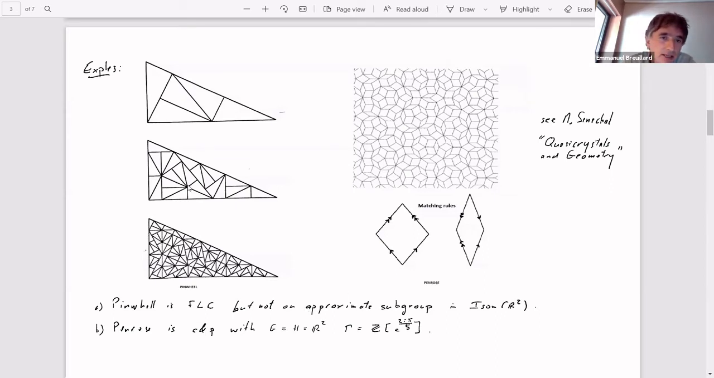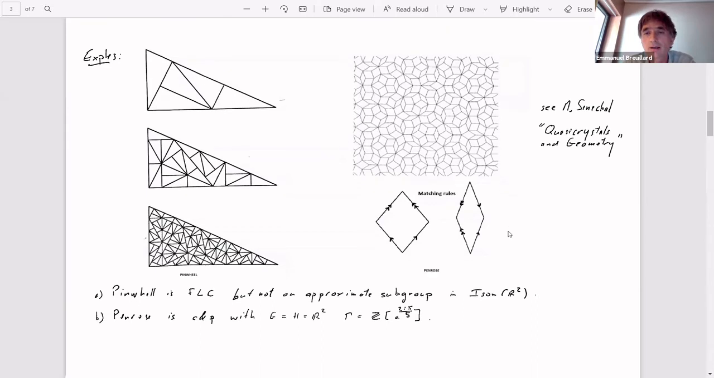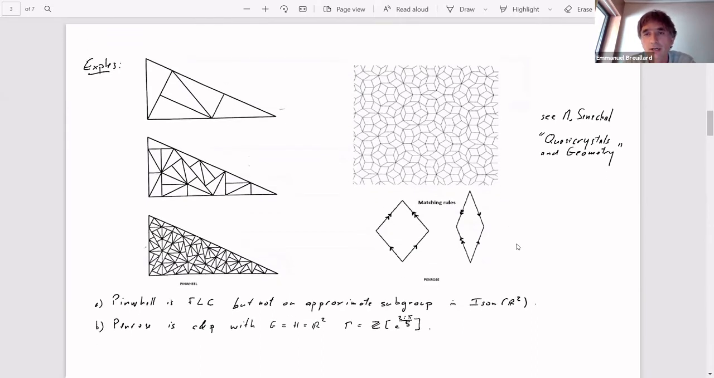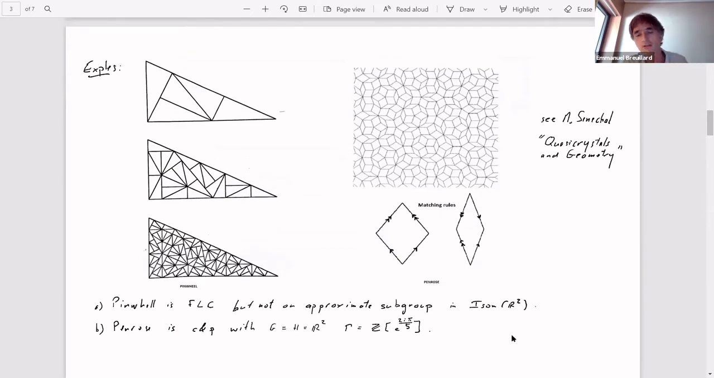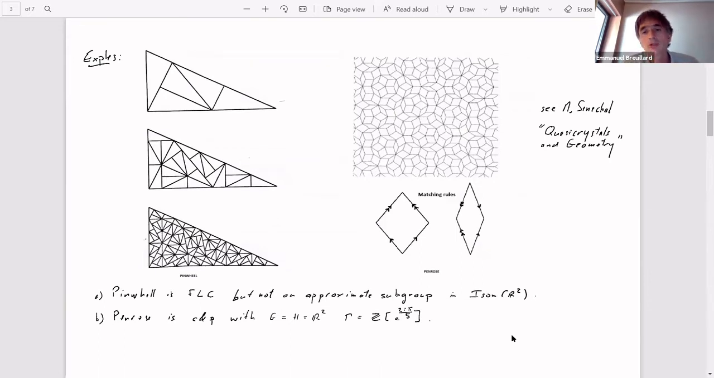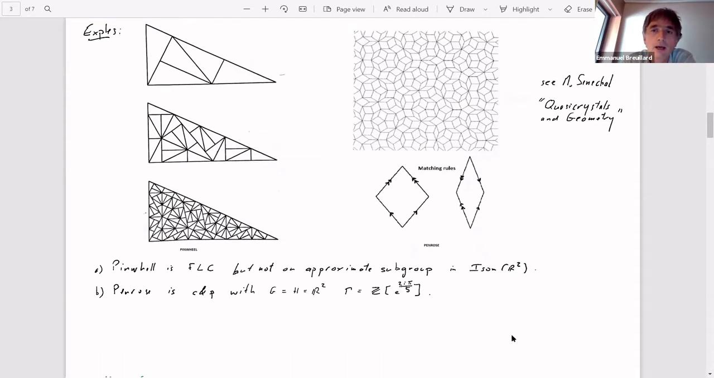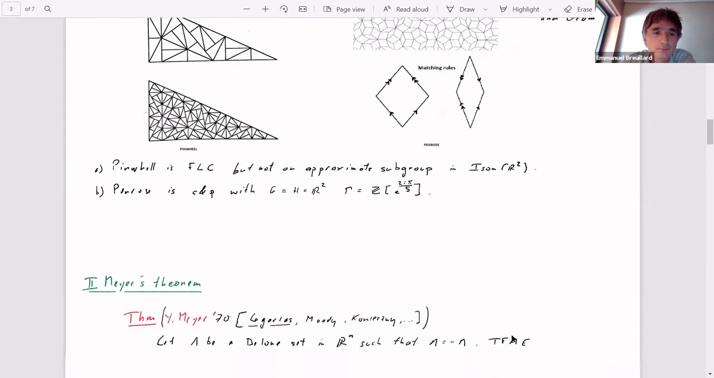It's easy to see that this is FLC, but in fact, it's not an approximate subgroup. The reason being that this angle is not a rational multiple of pi, and so you're going to get a dense set of directions in the sides of the triangles that show up. On the other hand, on the right-hand side, you have the so-called Penrose tiling, the famous aperiodic tiling of the plane, and this is an approximate group. It comes from a cut and project construction, as was noticed by de Bruijn in the 1980s. So these are 2 examples.